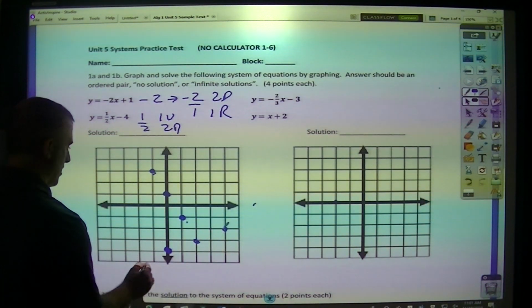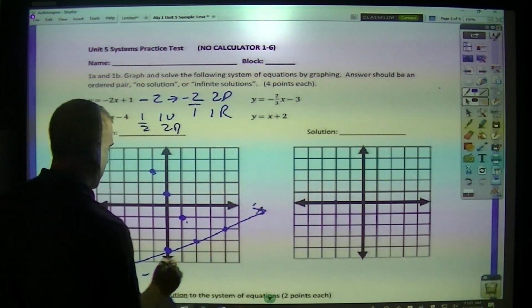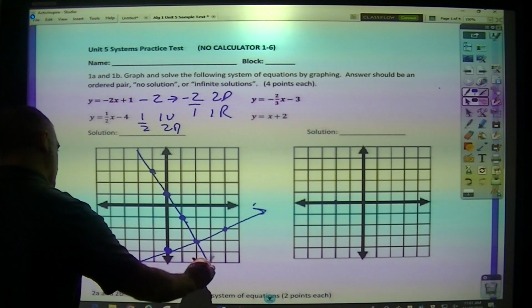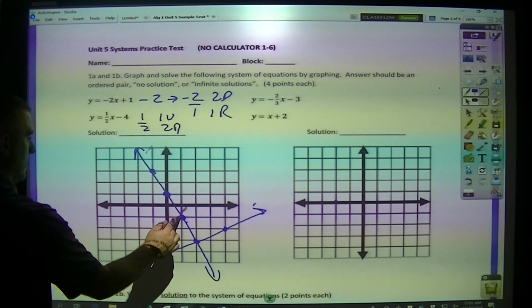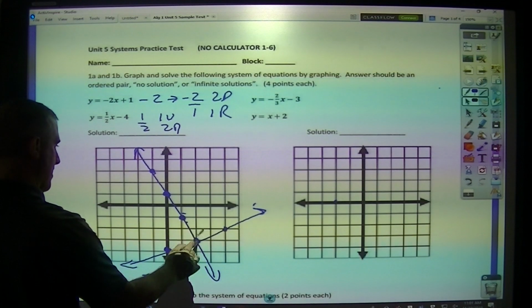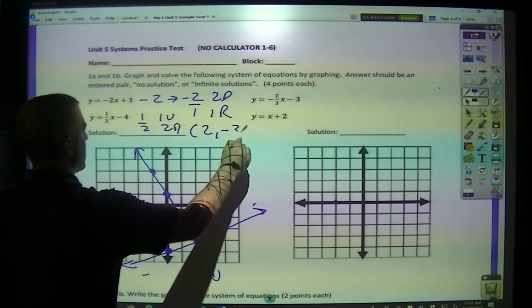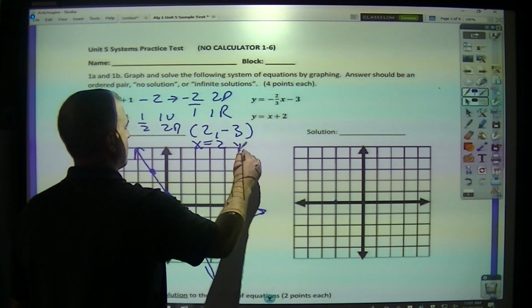So this line goes like this, and as you can see, I can easily just draw this line going through here. Also, this would be 2 down, 1 right. So my answer there is 2, -3, or x equals 2, y equals -3.